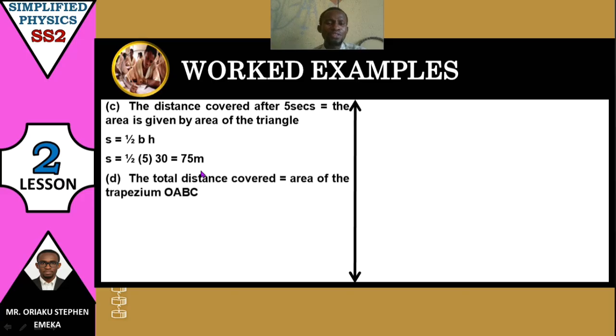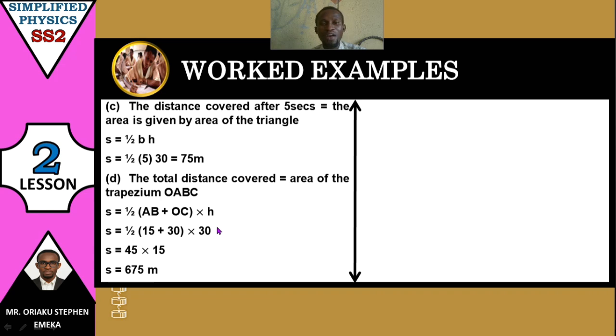So they asked us to find the total distance covered. The total distance covered is the area under the whole graph, and the shape under the graph is a trapezium. So we are going to look for the area of the trapezium. The area of the trapezium is half times (A plus B) times H. So our A is going to be AB, while our B is going to be OC, and H is the height. So inputting our values, we have half times (15 plus 30) times 30, and that is going to give us 45 times 15. So the total distance covered for the entire journey is 675 meters.